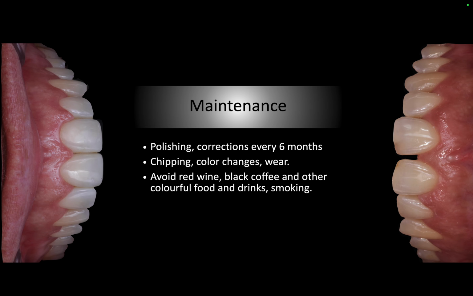And now for the maintenance. It's so important, guys, when we do composite, that we do polishing, and we do maintenance every 6 months. Composite has some disadvantages: chipping, color change, and wear. Color change depends on diet, coffee, tea, and smoking. So we should tell the patient: no coffee, no colored food or drinks, no smoking. All this affects our restorations.